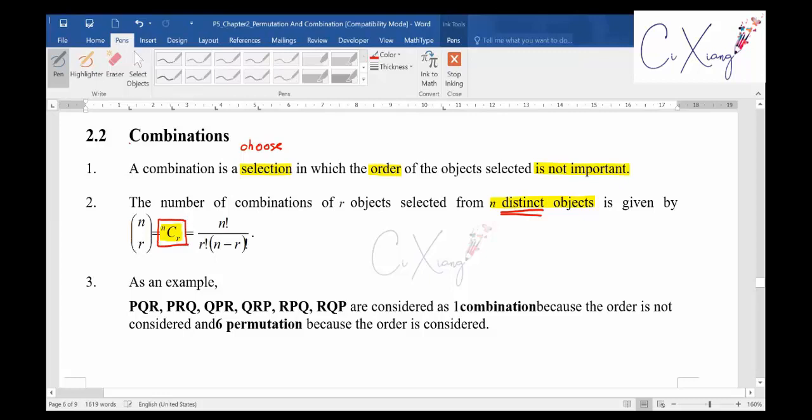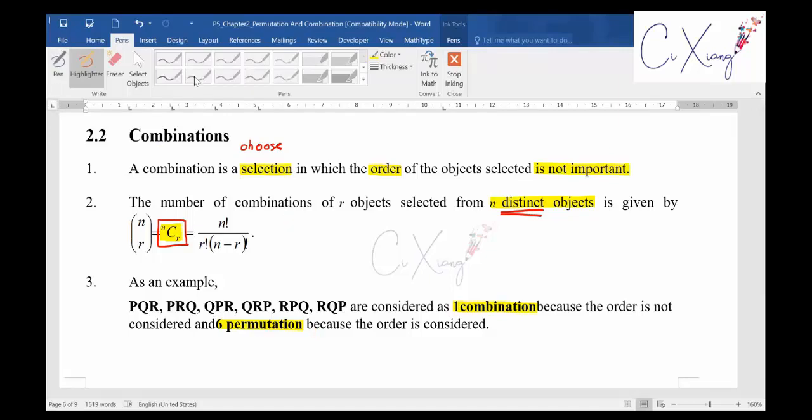You'll see that PQR, PRQ, QPR, RQP and all those are considered as one combination, but there are 6 permutations. Because if you don't consider the sequence, all the 3 letters are the same, so it is one combination only. But if you consider the arrangement, then all the arrangements are different, so you have 6 permutations. That's the difference between combination and permutation.